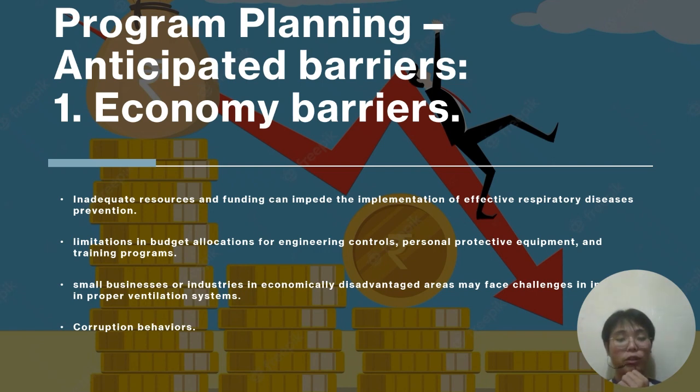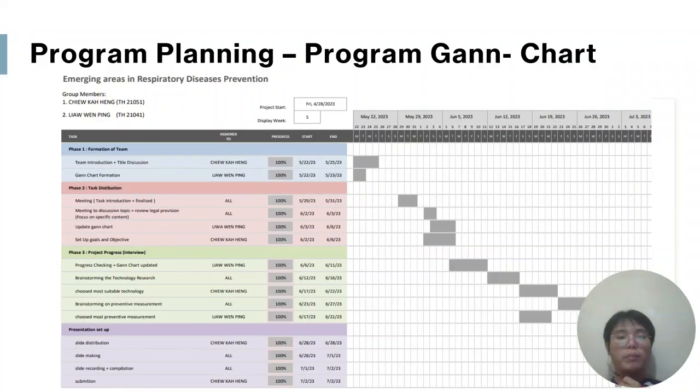For small businesses and small companies, economic barriers can be very disadvantageous, as they have to face many challenges in order to build a proper ventilation system and to buy personal protective equipment for the miners. The last part of the program plan will be the program Gantt chart.